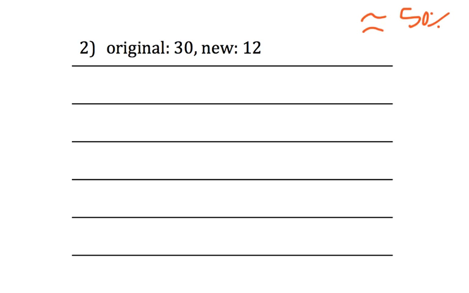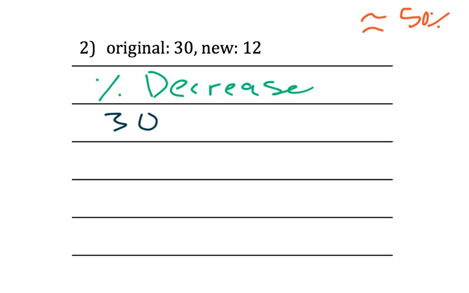So no change on how we approach this problem. But we do know that it's going to be a percent decrease. So first of all, we will state that. So here's percent decrease. And as we set this up, 30 minus 12, we'll show our work for that. It's going to give us 18.